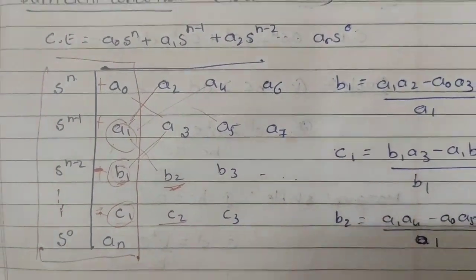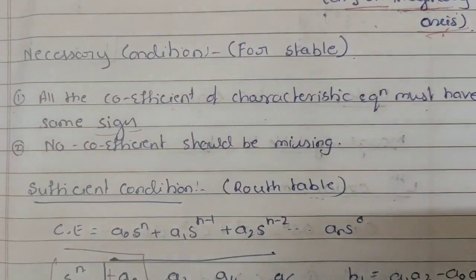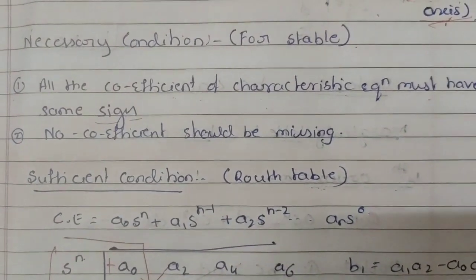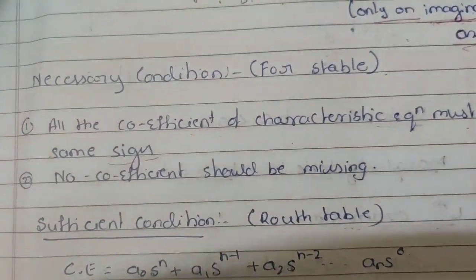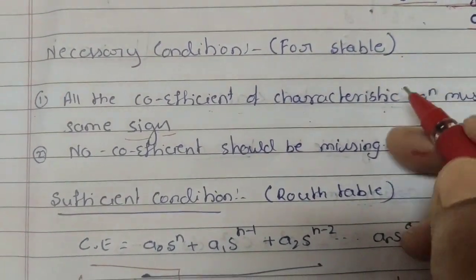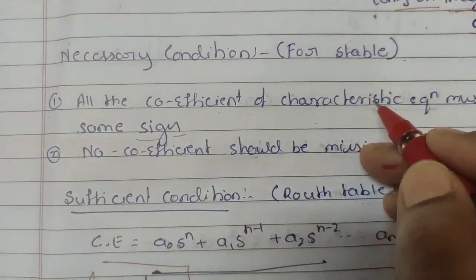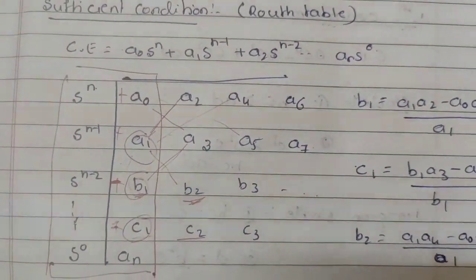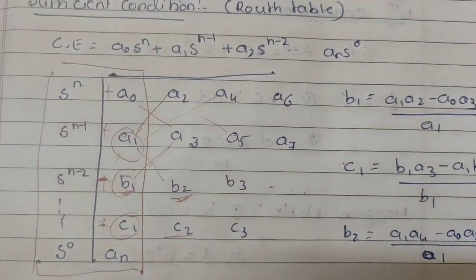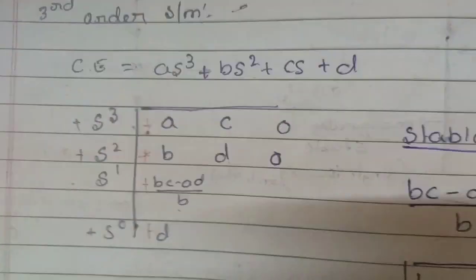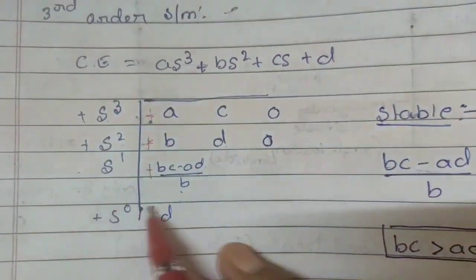We check this only after the two necessary conditions are satisfied; only then do we proceed with further calculation. If any of the above two conditions fails, then the system is unstable, and no further calculations are needed. Next, for a third order system, as you know, this is the characteristic equation of a third order system, and this is the Routh table.